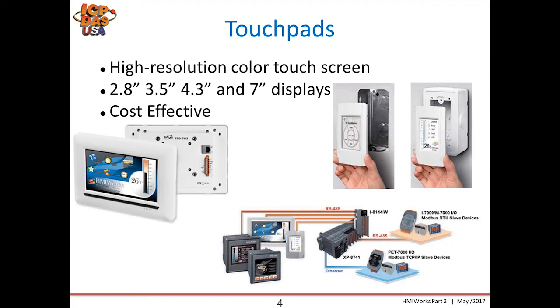The touchpads must be programmed with the HMI. ICP DAS USA has two types of touchpads: the TPD series for home and building automation, and the VPD series for industrial applications. They are cost-effective solutions that can be used as HMI and controller. The TPD series have wall boxes for easier mounting, and the VPD series have an IP65 waterproof front panel. The sizes are from 2.8 to 7 inches, and there are options for serial and Ethernet communications, including Power over Ethernet.